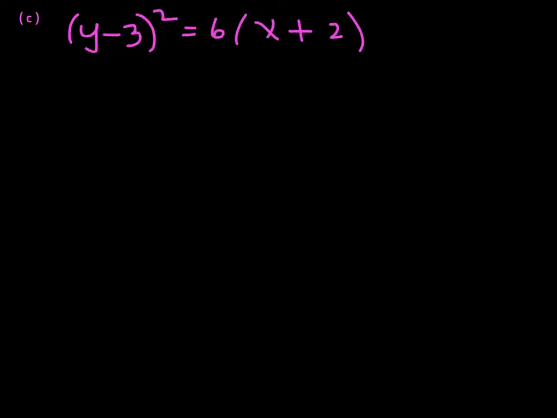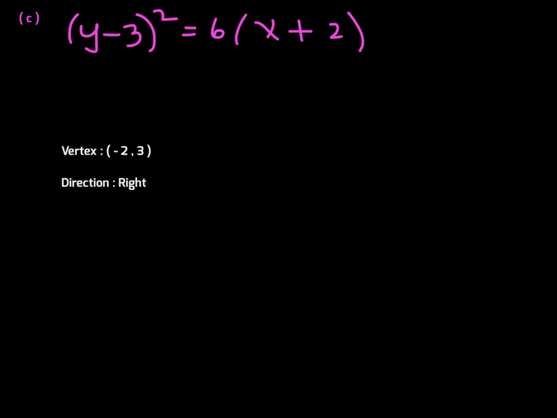Here's our brand new example. Y minus 3 quantity squared is equal to 6 times x plus 2. So the first thing that I notice is that y is being squared. When y is being squared, the parabola is either going to open to the left or to the right.